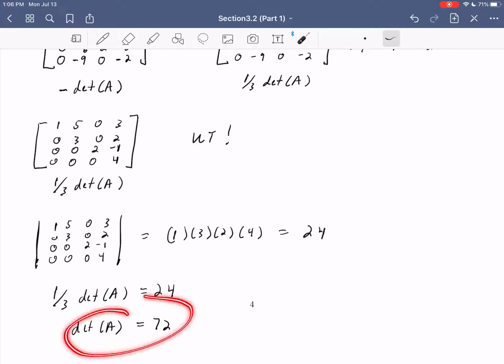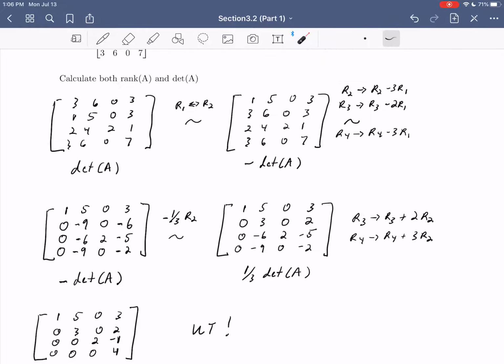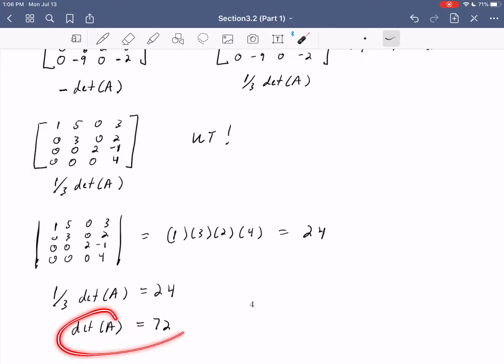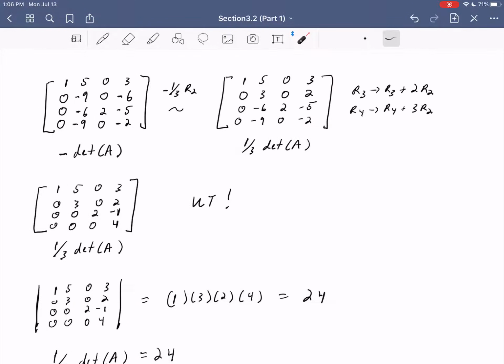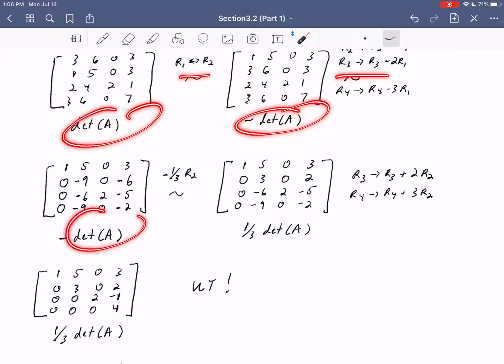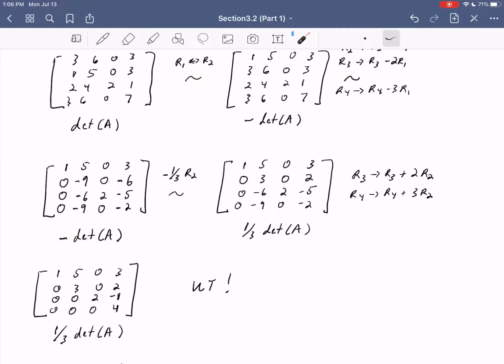So there we go. If you wanted to, you could try using the brute force approach and go through all 24 permutations, keep track of everything, sum it all up, and you will get 72. This, of course, is much easier as long as you keep track of your operations and keep track of how they impact the determinant. This is going to be a lot faster.